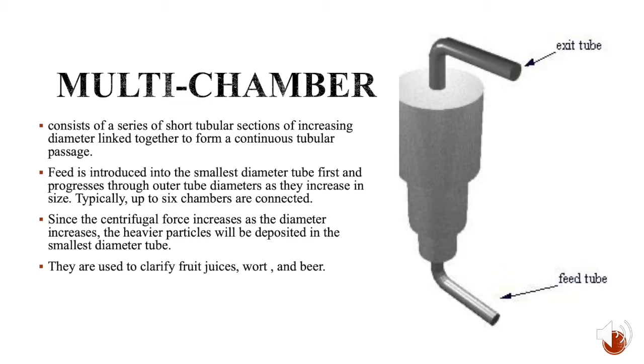Third type of centrifuge is the multi-chamber. It consists of a series of short tubular sections of increasing diameter linked together to form a continuous tubular passage. Feed is introduced into the smallest diameter tube first and progresses through outer tubes as the diameters increase in size. The heavier particles will be deposited in the smallest diameter tube since the centrifugal force increases as the diameter increases. They are used to clarify fruit juices, wort, and beer.